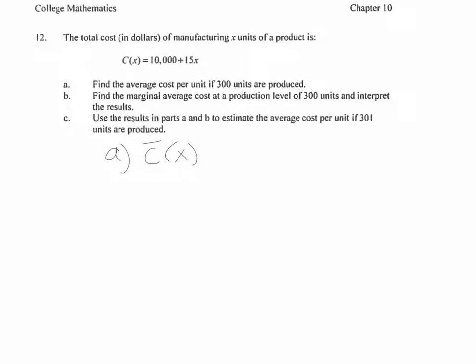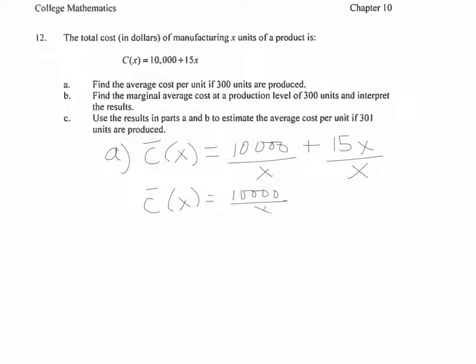So if I want to find the average cost, I'm going to take this cost function and do what with it? Put everything over x. Good job. And that's going to mean that the C bar of x is 10,000 over x plus what? Yeah, those x's cancel and I just get plus 15.